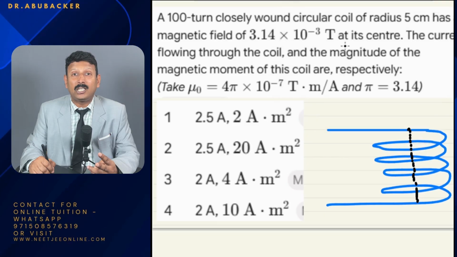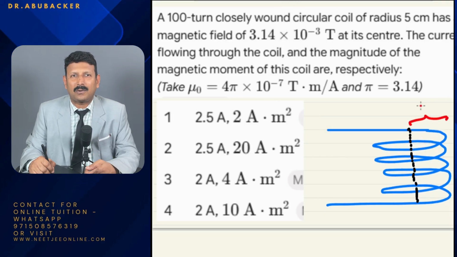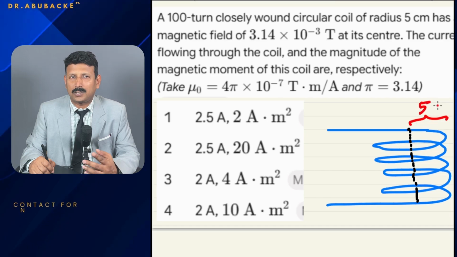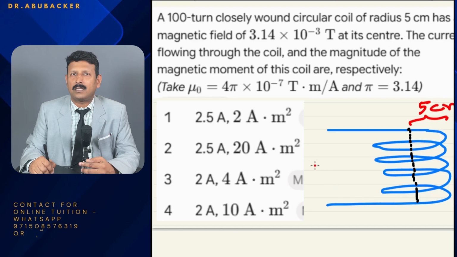Two values are there in each option. We want to find the correct option. Option number 1, 2, 3, 4. I am not reading the options now. First option, for example, 2.5 ampere and 2 ampere meter square.